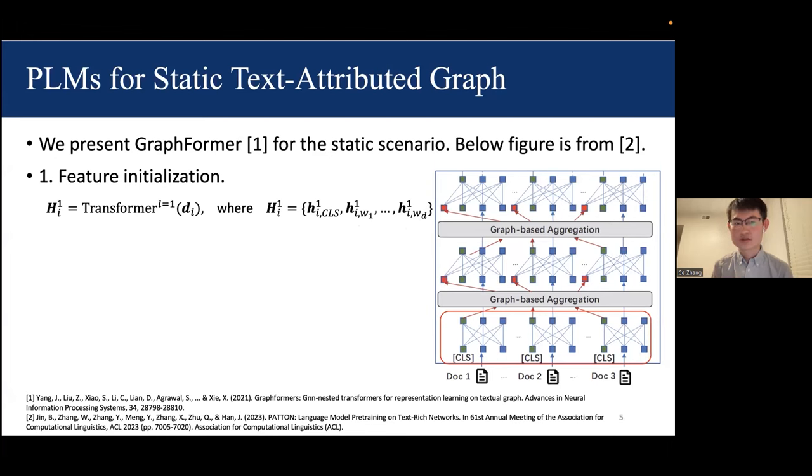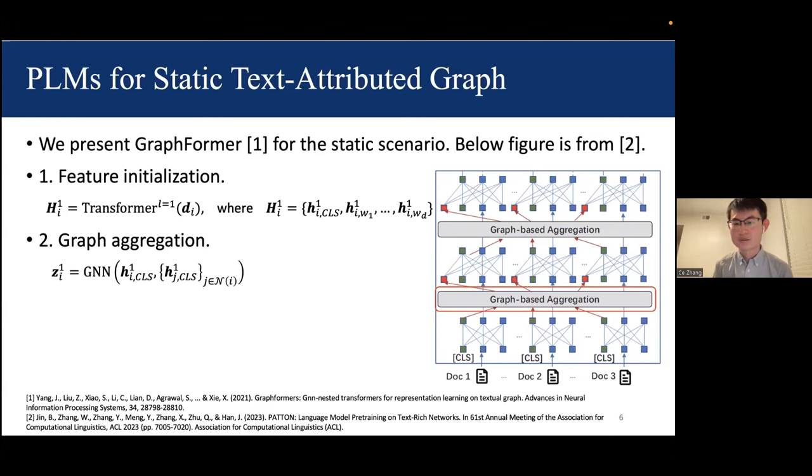But now we have just finished one layer of the transformer. The next step is to do graph aggregation using graph neural networks. Because we have three documents here, we want to aggregate their embeddings so that we can capture graph structure. In the end, the output of this graph aggregation is one single embedding that has both textual content and graph structure. This graph aggregation is done by the graph neural network illustrated in the previous section. We input one document i as well as its neighbors j, where j is a neighbor of document i. Here we take the CLS token of documents, mainly because CLS can represent the embedding of the whole document.